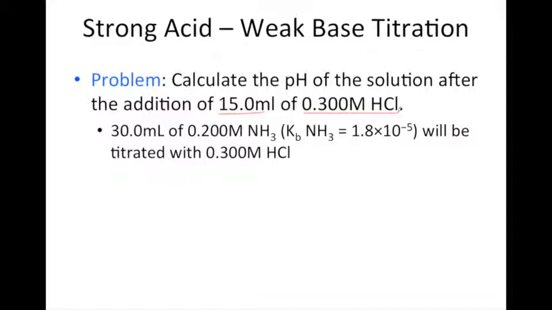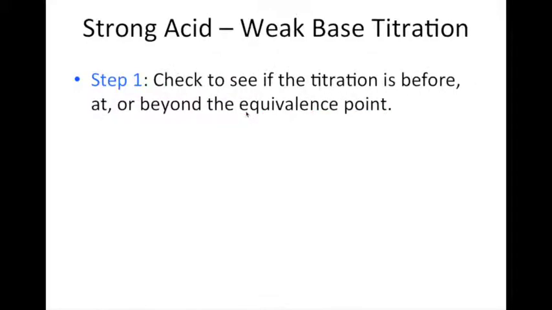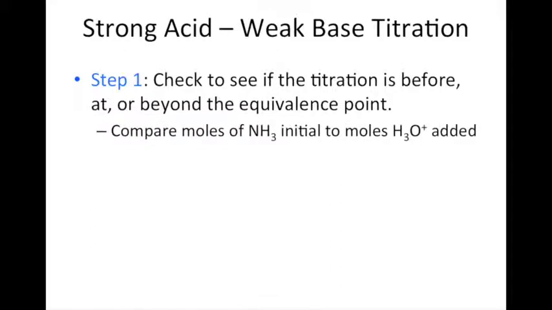Okay, so we're adding 15 milliliters of our HCl. Let's check to be sure that the 15 milliliters doesn't put us at or beyond the equivalence point. So let's see where we're at there in our titration curve. What we need to do is take the moles of our ammonia that we were starting with and compare that to the moles of HCl that we've added.